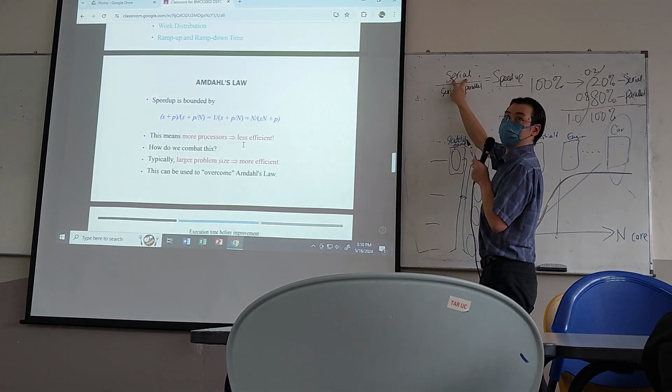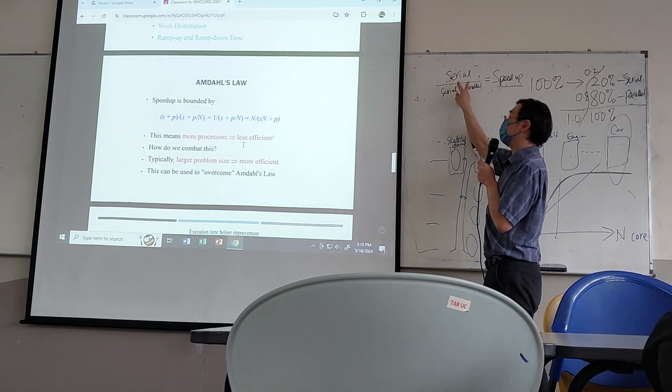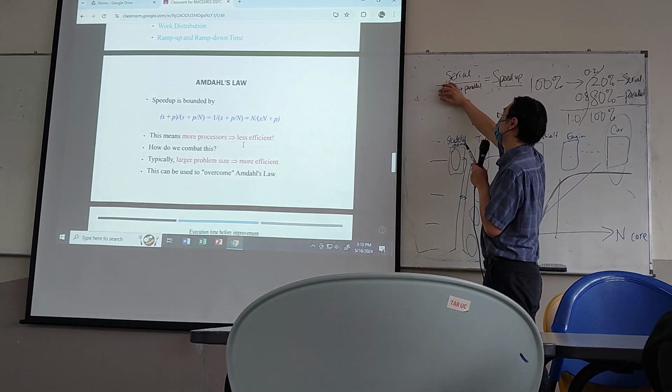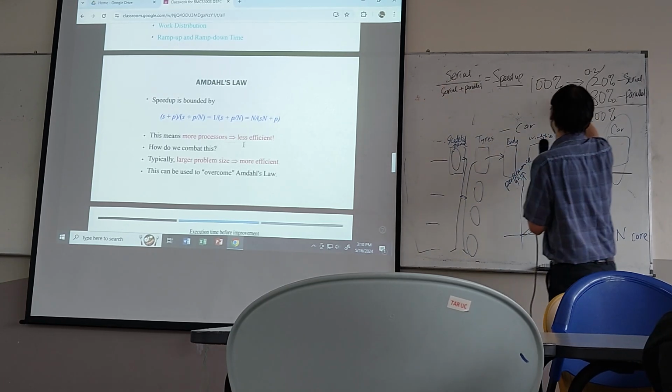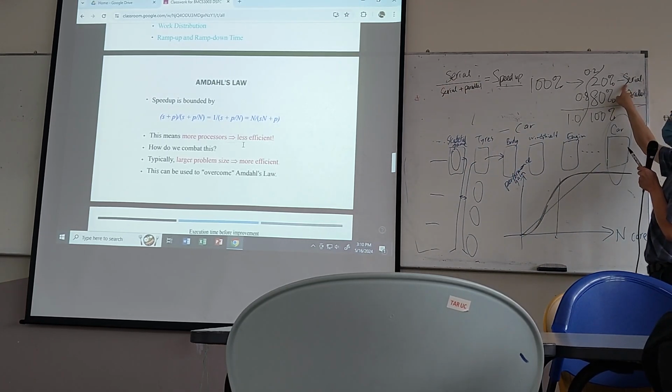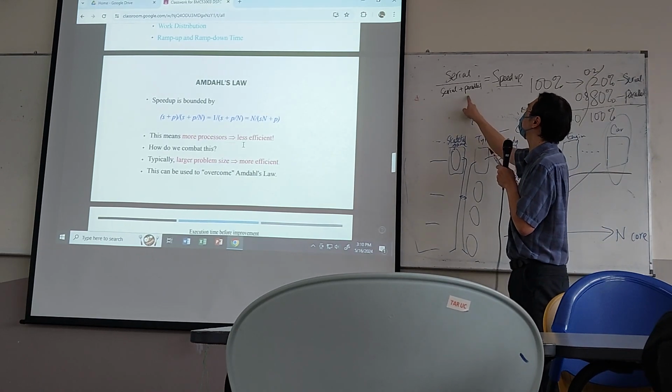This one runs completely in serial. The bottom one is, of course, if you want this to be parallel, but not all can be parallelized. Remember I mentioned to you, not all can be parallel, right? So you have some serial part, which you have to run in serial. The rest will be run in parallel, right? So it is serial or parallel.